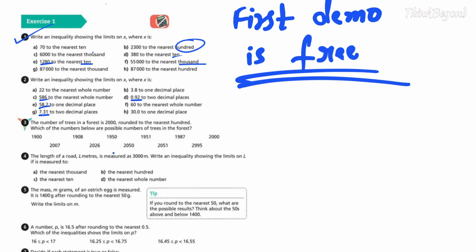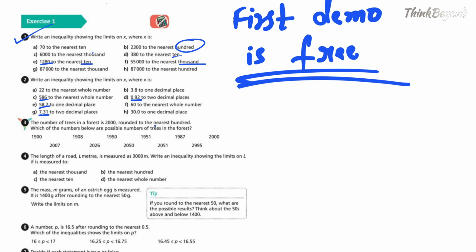Okay, now come to question number 3. It says the number of trees in a forest is 2000, rounded to the nearest 100. Which of the numbers below are possible numbers of trees in the forest? All the numbers are given. If you know the solution, try it by yourself first. Don't depend on me. Don't worry, I will give the answer, but you need to try it by yourself first.